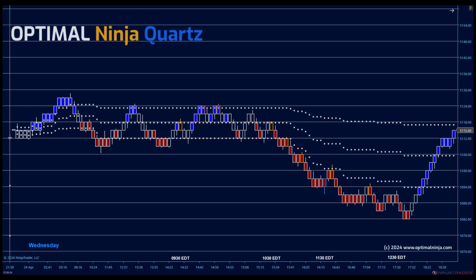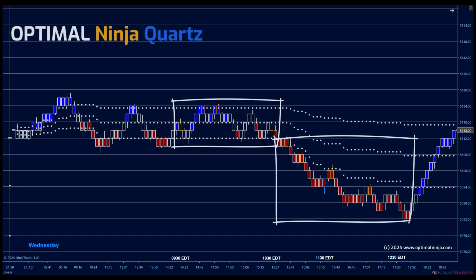Up on screen we have the June contract for ES for Wednesday, April the 24th, 2024. Again, there's nothing particularly special about this session. The setups I'm describing repeat almost every day, but this one is particularly instructive because we have a ranging market for the first hour and then a downtrend, so we can examine a few different setups.